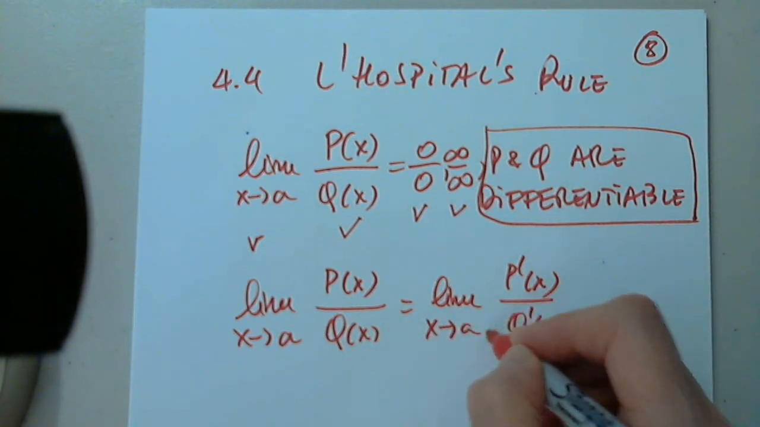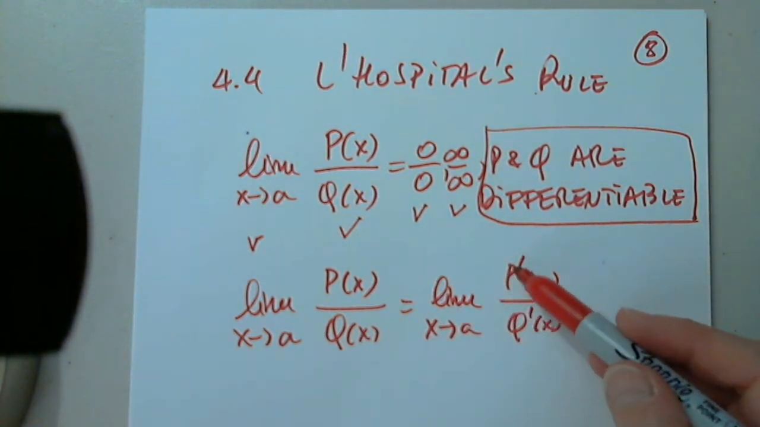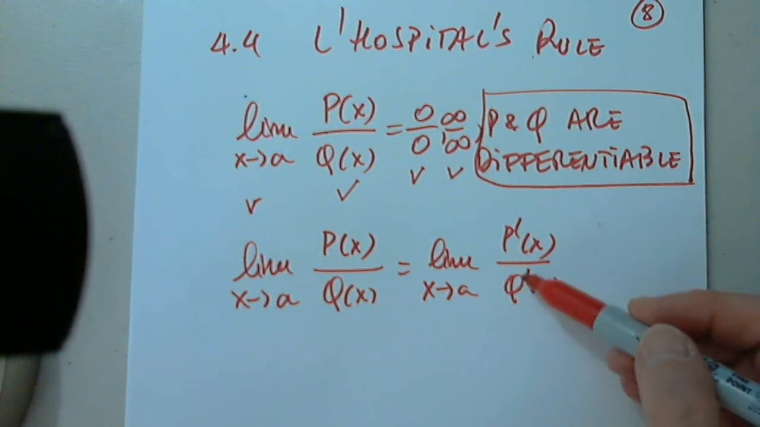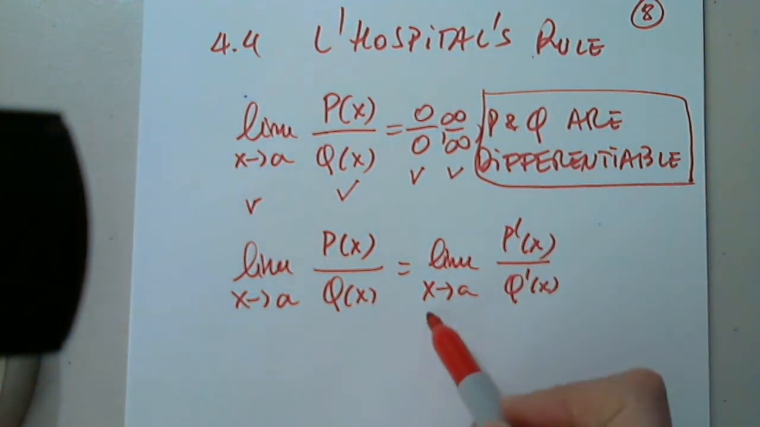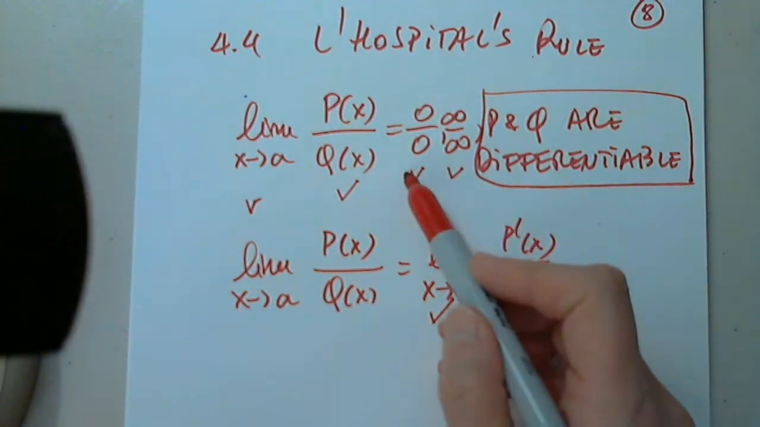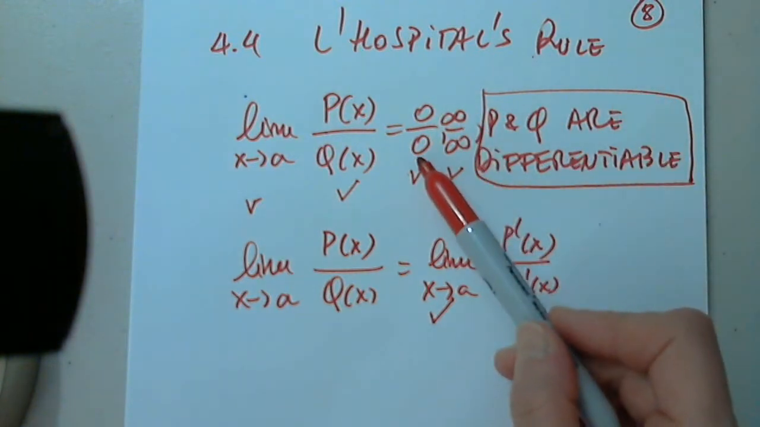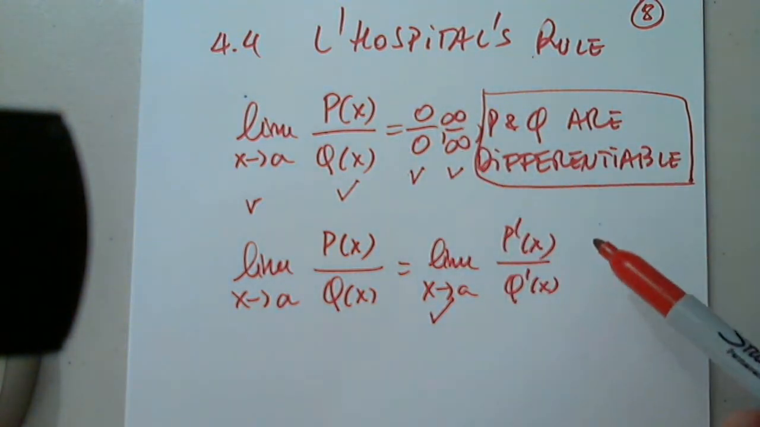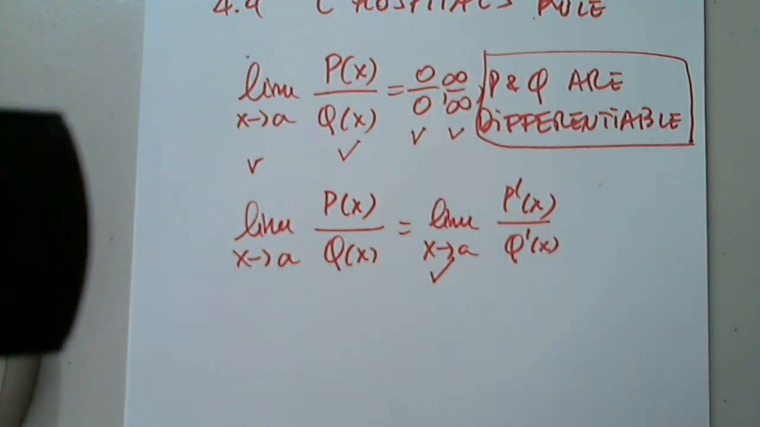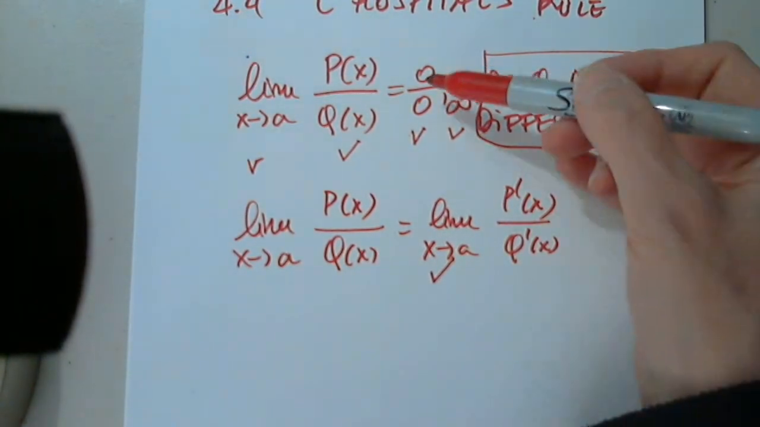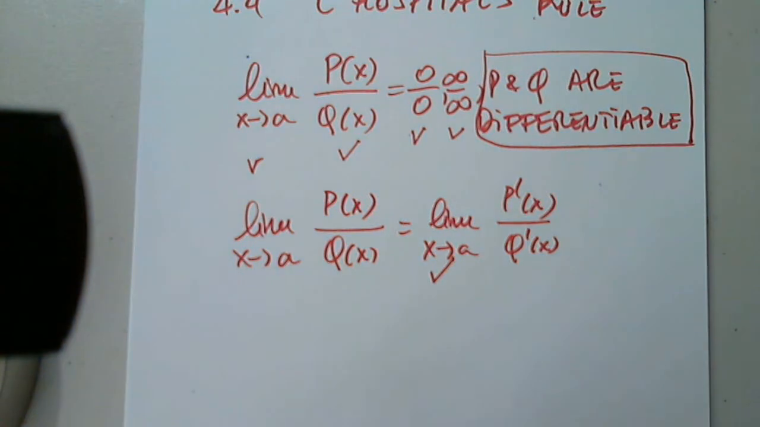Notice that this is never the way we differentiate a function, a rational function, ever. But this is allowed inside a limit, and if the functions are differentiable, and 0 over 0 or infinity over infinity. So we had examples. Do you think we should look at another example with 0 over 0 or infinity over infinity?